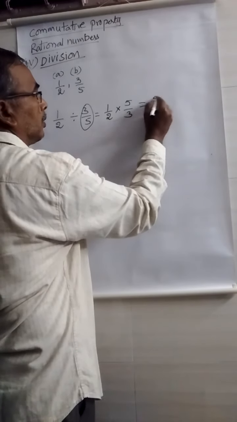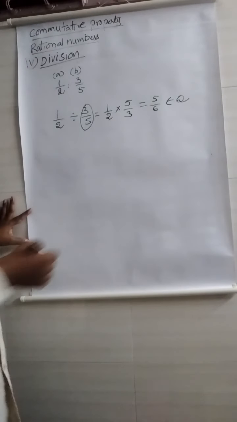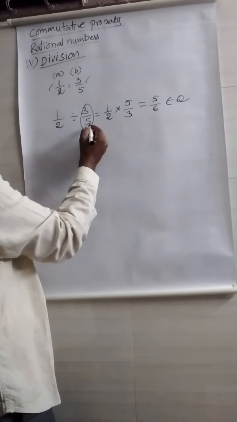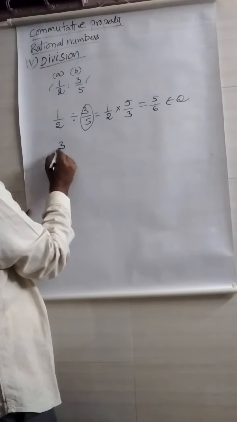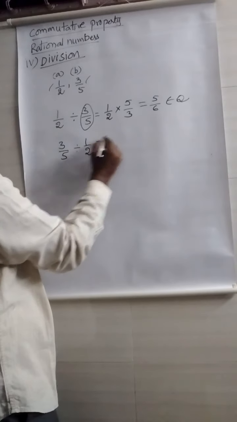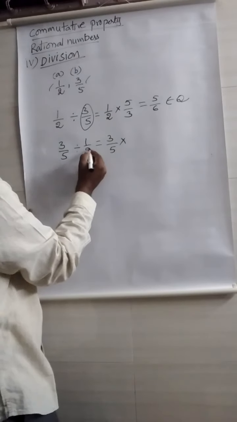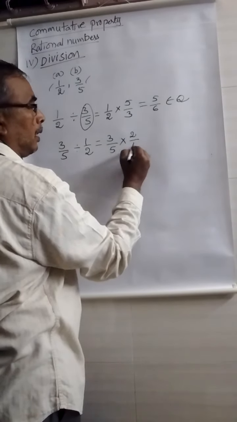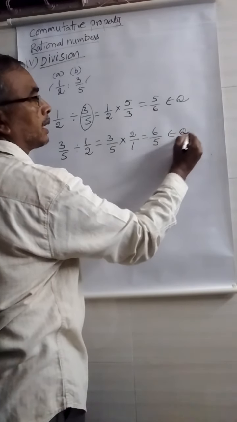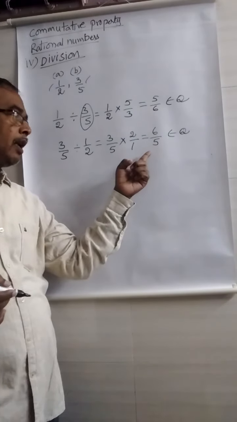Then what you get? 1 into 5 is 5, 2 into 3 is 6. In the first case what we get? 5 by 6, that's a rational number. You may reverse the order. 1 by 2 divided by 3 by 5, this is the first case. Now the second case is 3 by 5 divided by 1 by 2. Reverse the order of the numbers and you do the same. 3 by 5, you write the multiplication symbol here and you write the reciprocal of 1 by 2, which is 2 by 1. That is 3 2s are 6, 5 1s are 5. This is also a rational number. In the first case, what do we get? 5 by 6. In the second case, what do we get? That is 6 by 5.